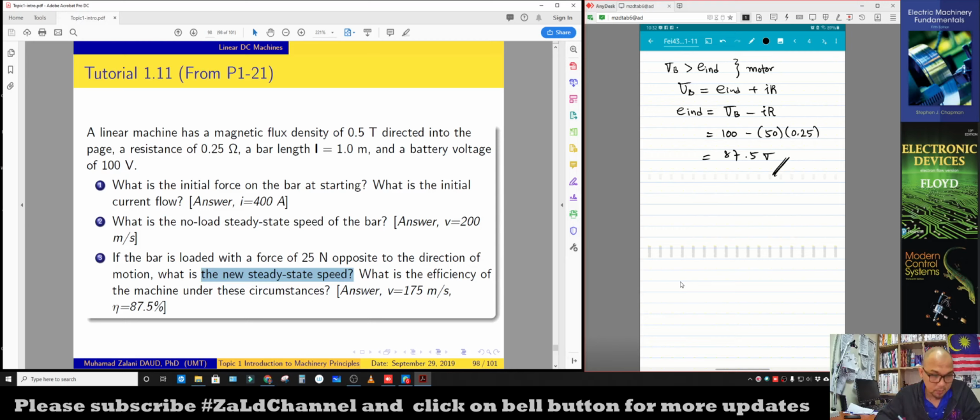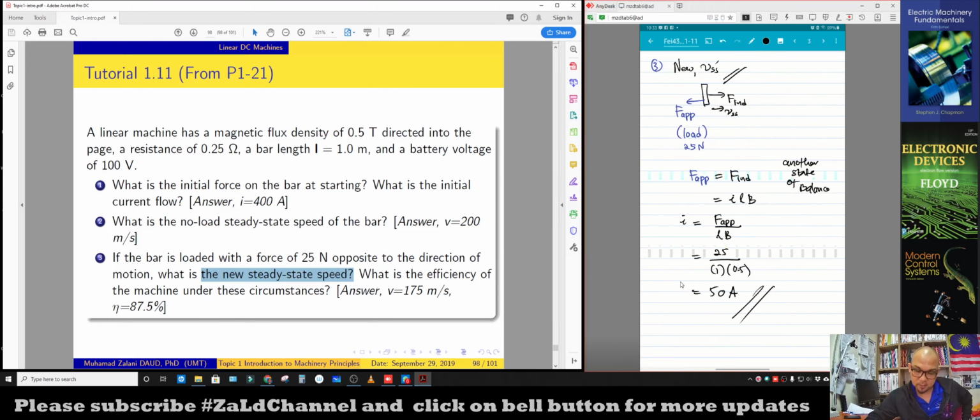Okay, now once we get the induced voltage of 87.5 volt, we can find the velocity of that bar using VBL equals EIN, right? So V here is actually the steady state speed at load condition, which is VSS prime. Just rearrange the equation, EIN over BL, then substitute all the values of EIN, B is 0.5, and L is 1. Okay, so we get 175 meter per second. This is the V prime, the new steady state speed.